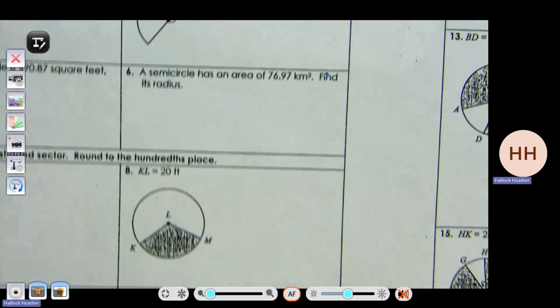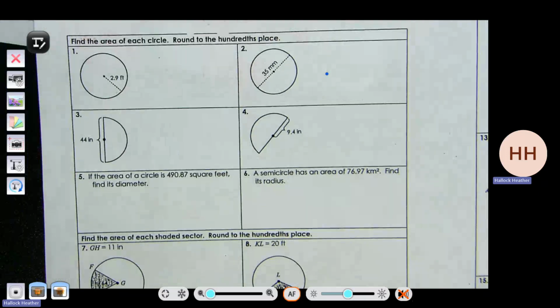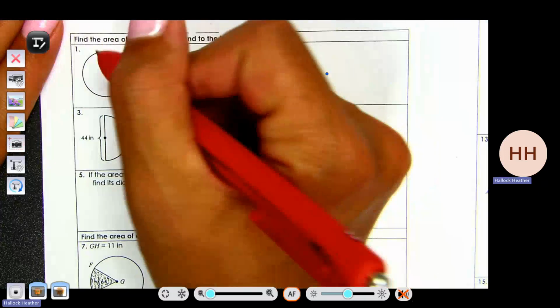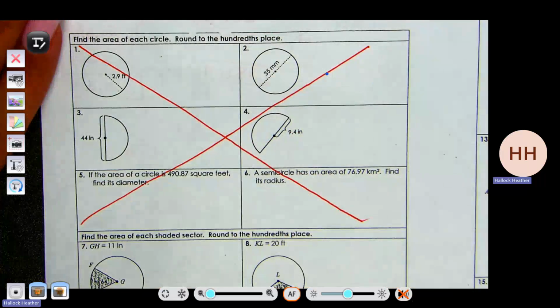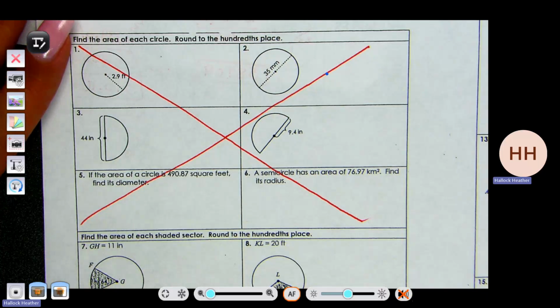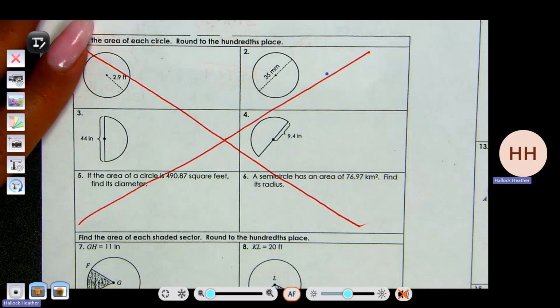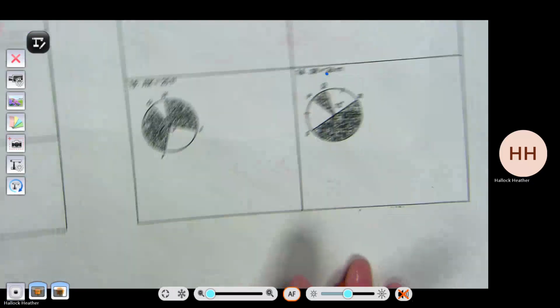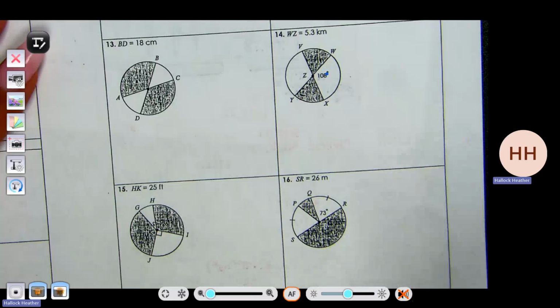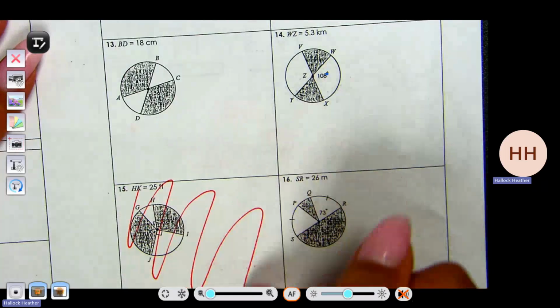So let's go to the back. On the back, I want you to cross out 1 through 6, because those are not on your EOC. So honestly, I could care less if you know how to do middle school math at this point. So you cross out 1 through 6. We are going to do another problem together. So let's also cross off 15, and then we'll do 13 together.